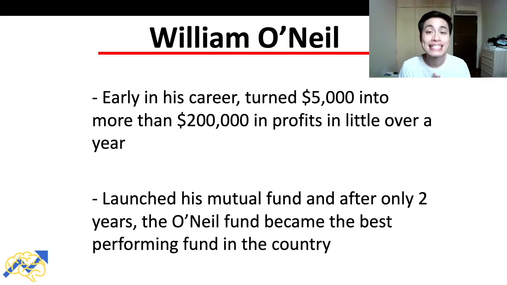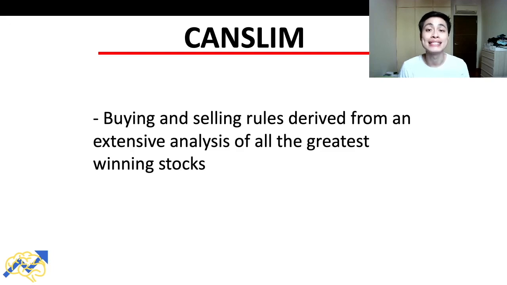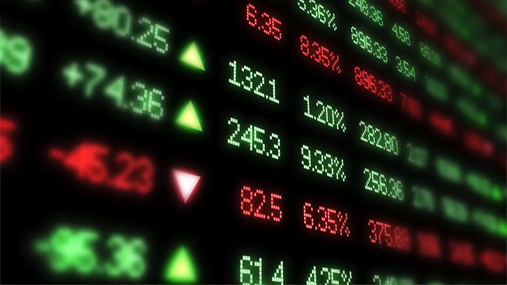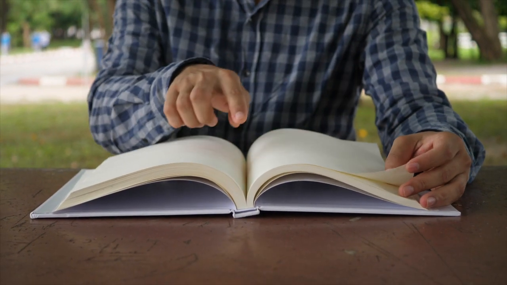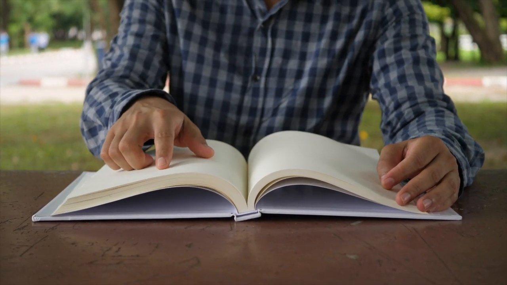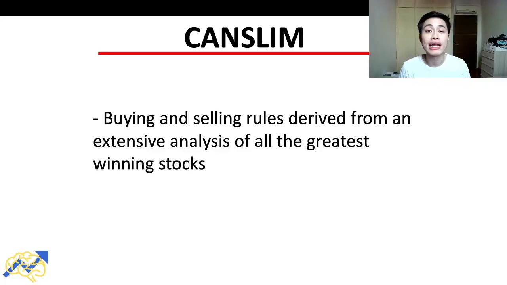One of them is his Canslim method. The Canslim method is a method that William O'Neil uses to invest in the stock market. And this Canslim method includes buying and selling rules derived from an extensive analysis of all the greatest winning stocks. So what William O'Neil did was to go back in history and study all of the greatest winning stocks. And from there, he realized that all of these winning stocks shared certain similar characteristics. And that is how he managed to put his Canslim method together. Let's take a look at what this Canslim method is.